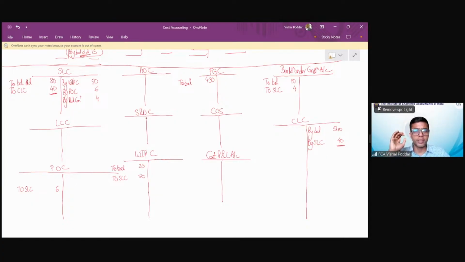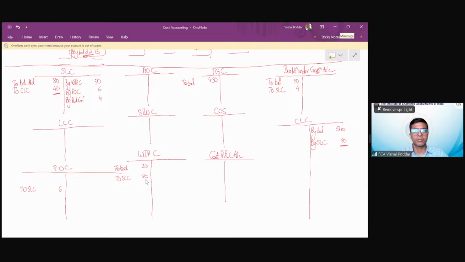Are all the material entries clear, students? Anybody having any doubts, any queries relating to any of these entries? Good. Let us proceed then.